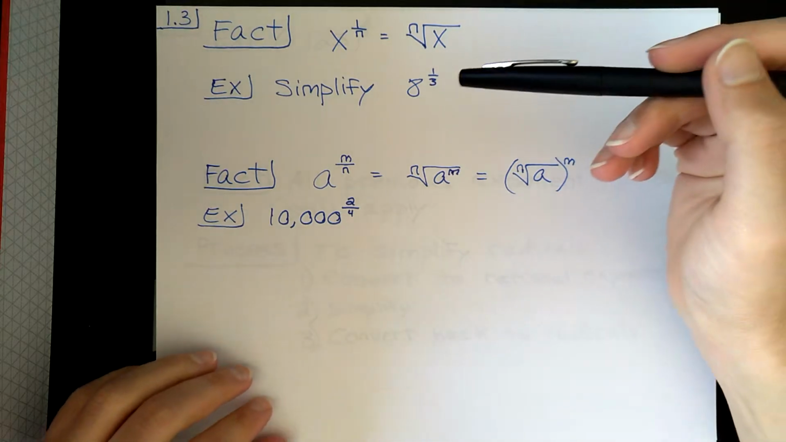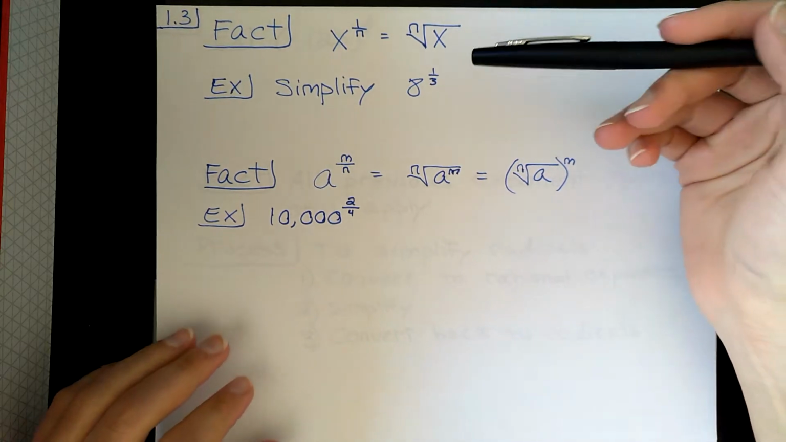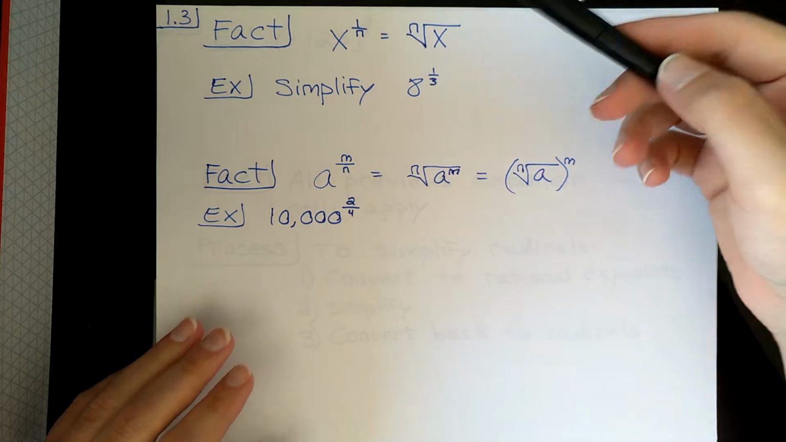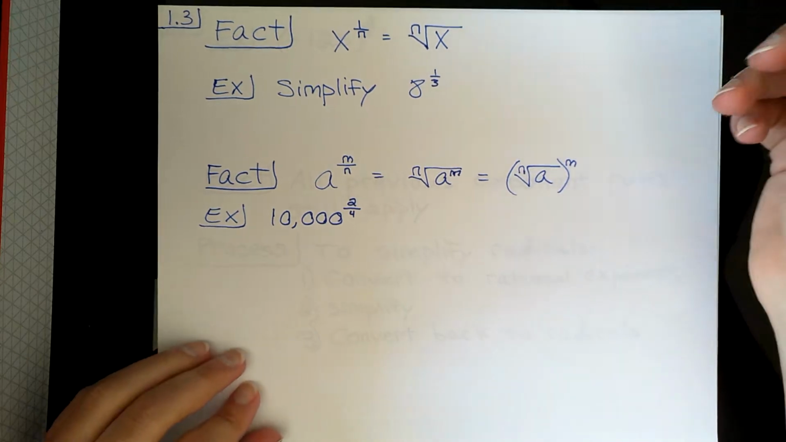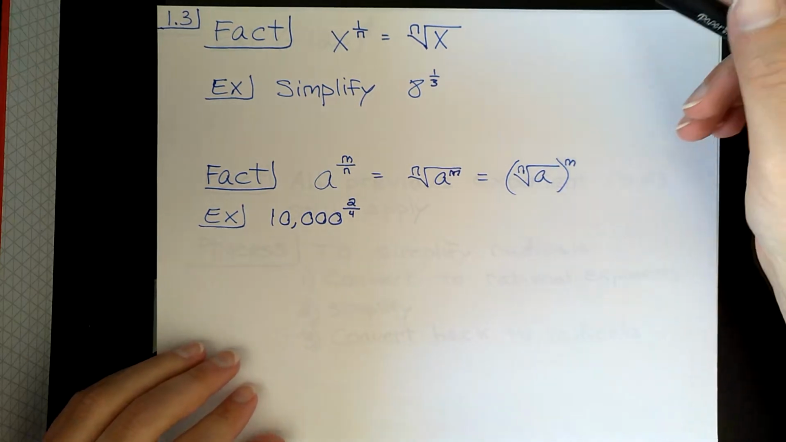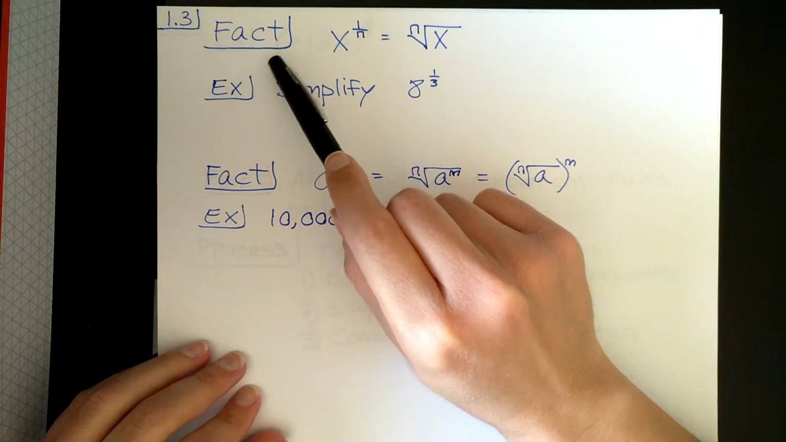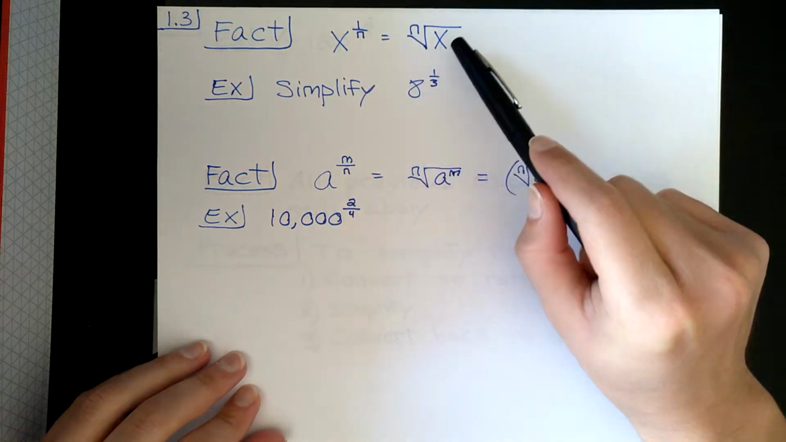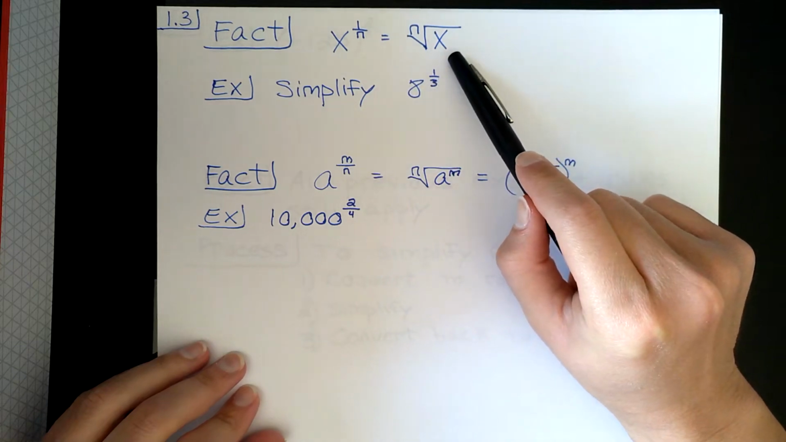For our second part of section 1.3, we're going to be talking about rational exponents. Rational exponents are just another way of saying fractional exponents. So, we're going to start by introducing a couple of important facts. The first one saying that x to the 1 over n power is equal to the nth root of x.